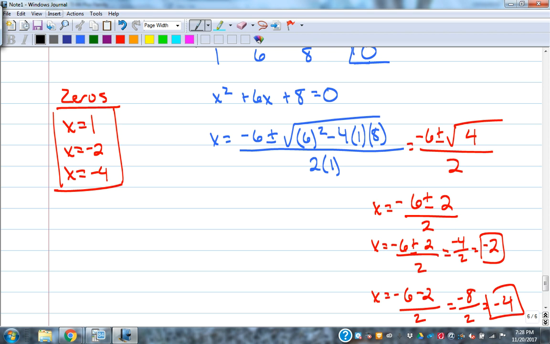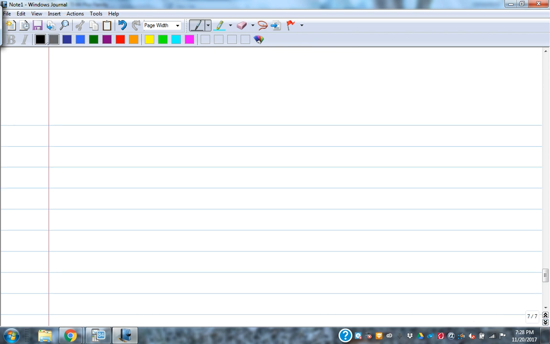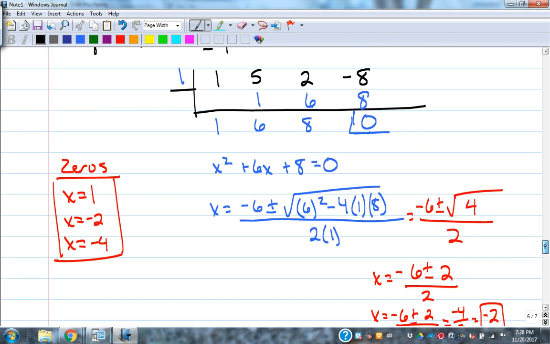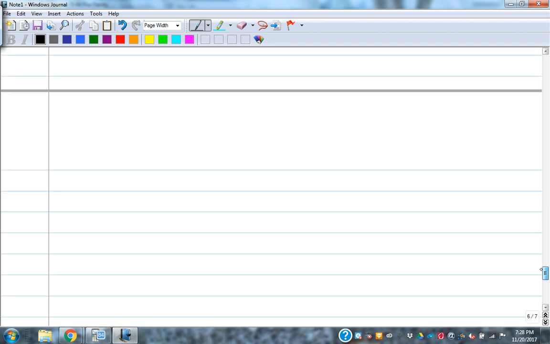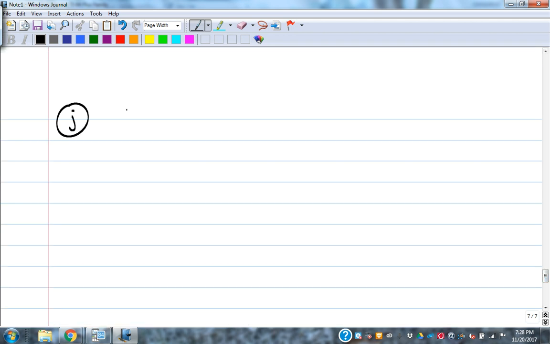Throw in this one. What letter are we on here? J. Here's our polynomial. F of x equals x to the fourth power minus 7x to the third power plus 18x squared minus 22x plus 12.